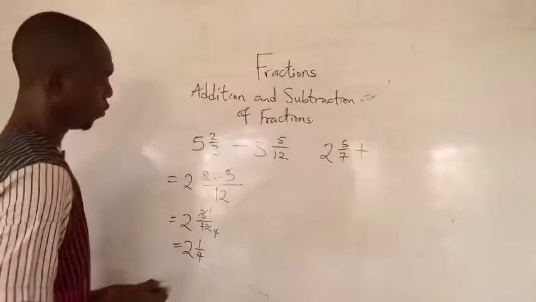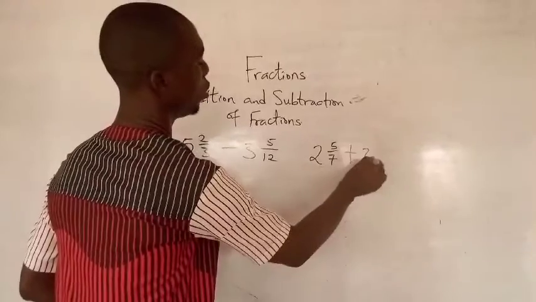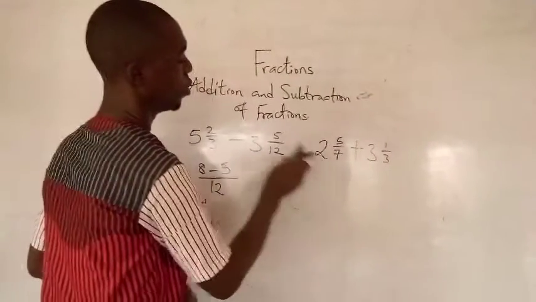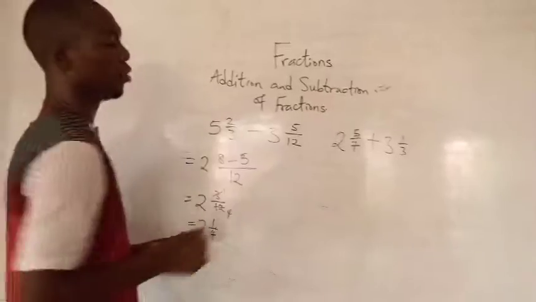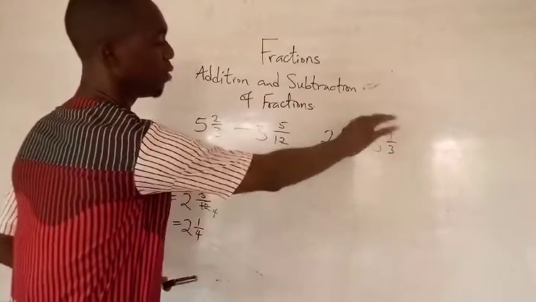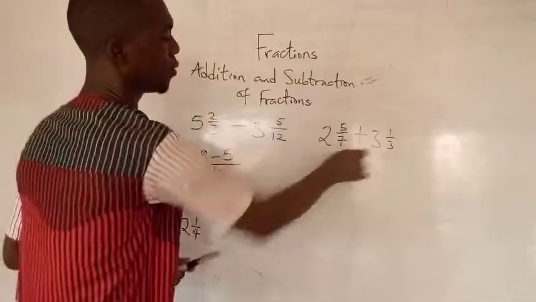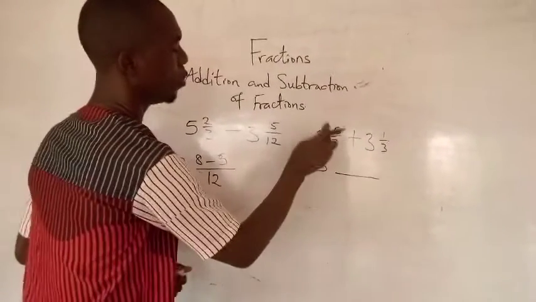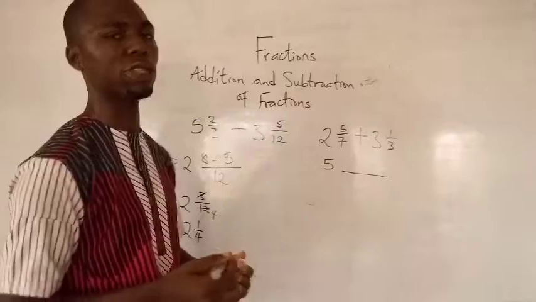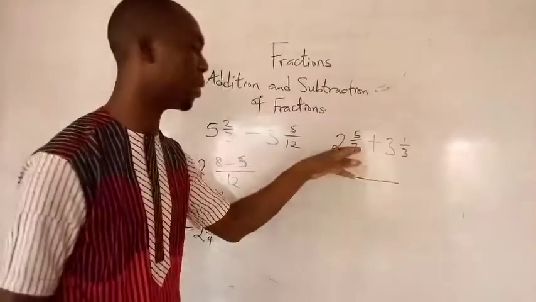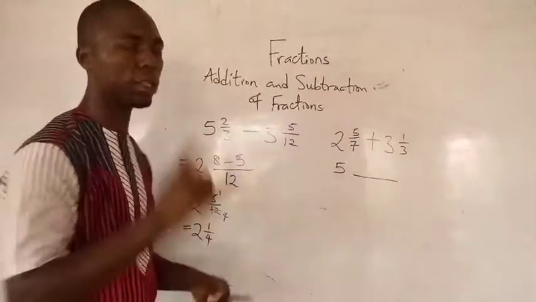2 whole number 5/7 plus 3 whole number 1/3. So, like we did in the subtraction, we add up the whole numbers. Since it is addition, we'll add 2 and 3. 2 and 3 will give us 5. Then we'll now find the LCM of 7 and 3. That is, what is the lowest number that can be divided by 7 and 3? That is 21.